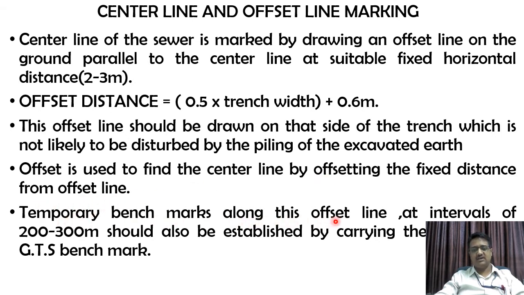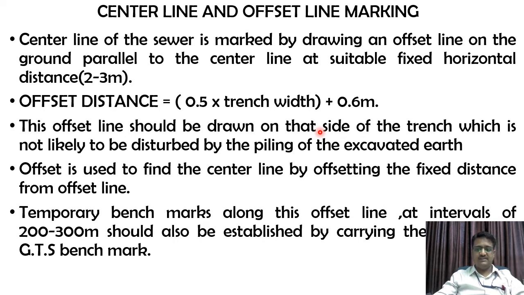Temporary benchmarks along the offset line at intervals of 200 to 300 meters should also be established by carrying the levels from the GTS benchmark. In the next slide, we are going to see the figure where things will become much clearer. The center line usually will be marked by drawing an offset line, because wherever you want to dig that trench, practically, whenever you try to dig it, that line will go. So that's why we have a side offset line.